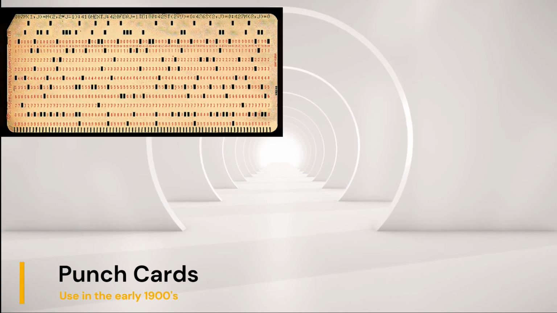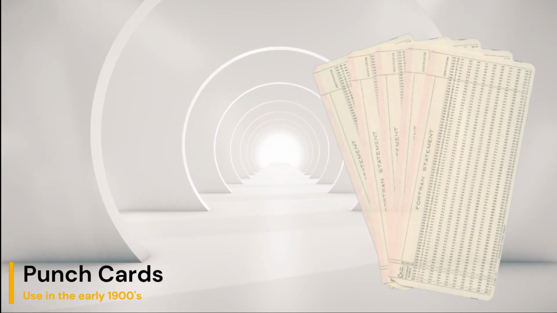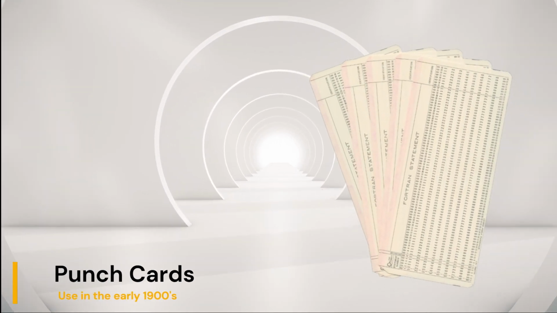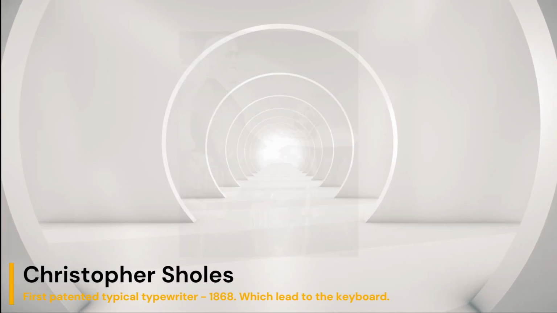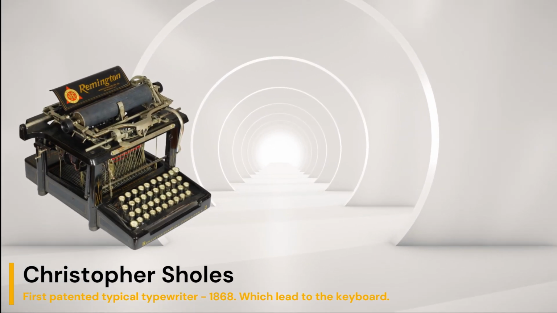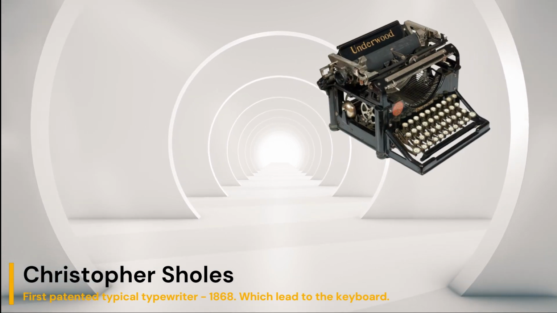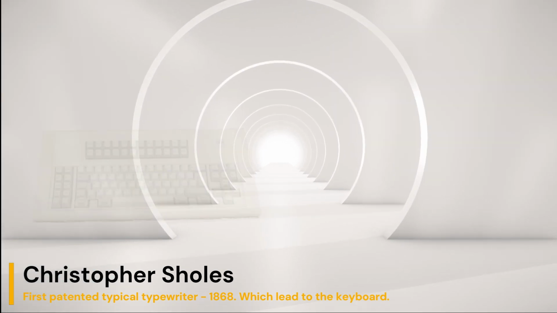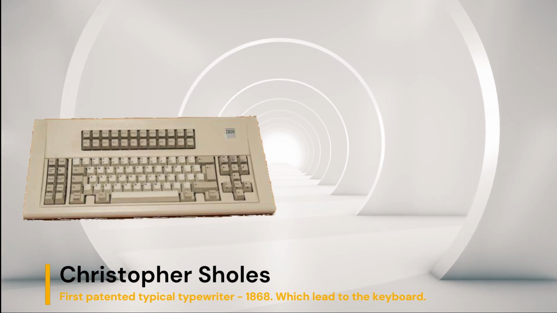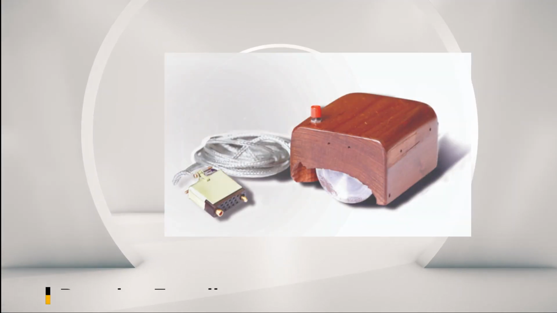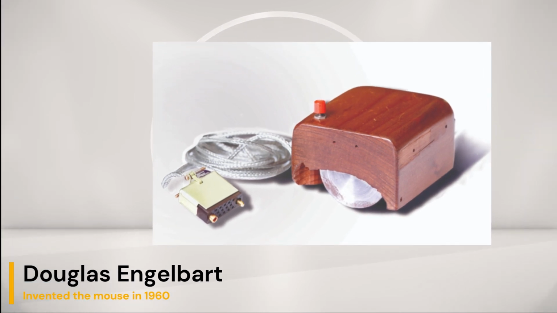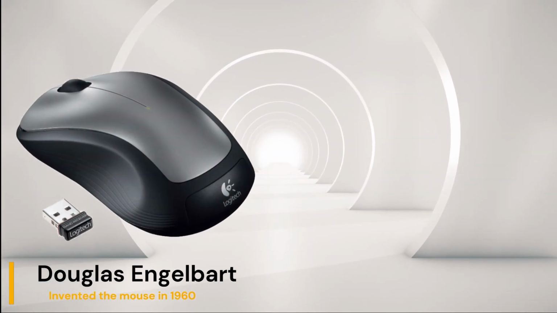Punch cards, an important step in computer history, allowed a computer to run more than one program. Christopher Sholes patented the first practical typewriter in 1868. There is speculation that there was an earlier typewriter, patented in 1714 by Henry Mill. Not much survives today to validate this patent. What about the mouse? Douglas Engelbart invented the mouse in 1960.